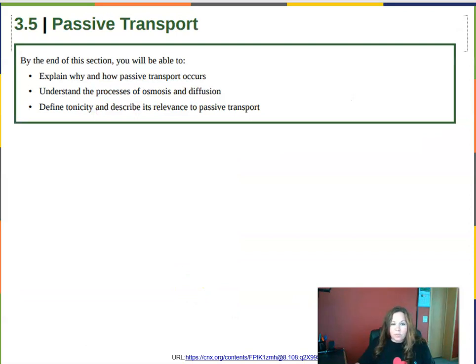In section 3.5, we're going to take a look at passive transport. Basically, how are we going to get things into or out of a cell that we need? So we'll explain why and how passive transport occurs, understand the process of, you probably have heard this before, osmosis and diffusion, and define, maybe these are some newer words, tonicity and its relevance to passive transport.